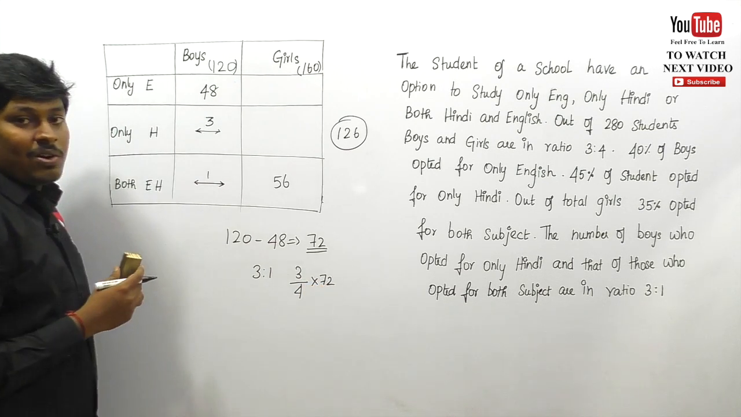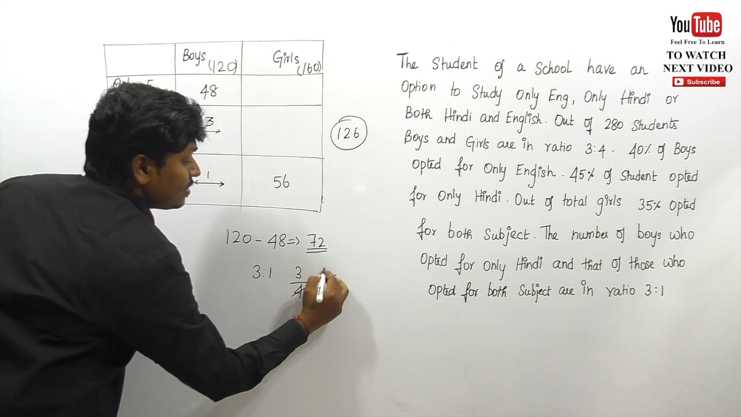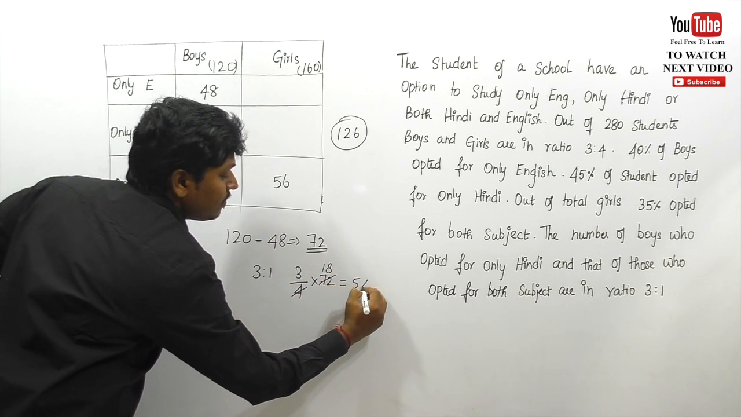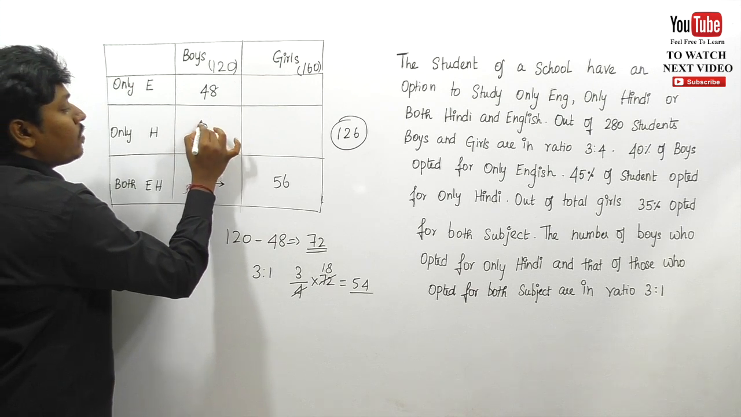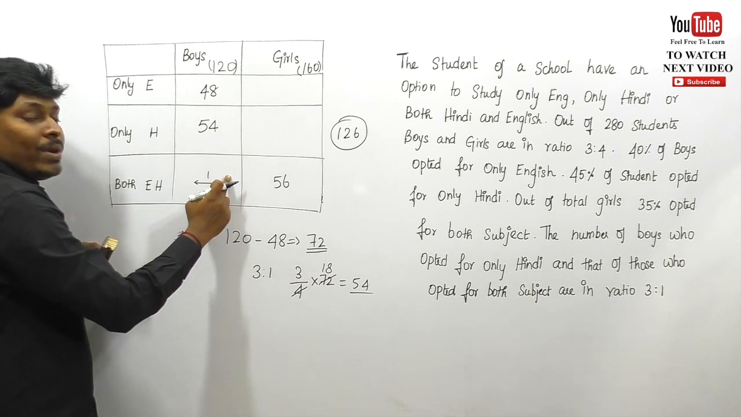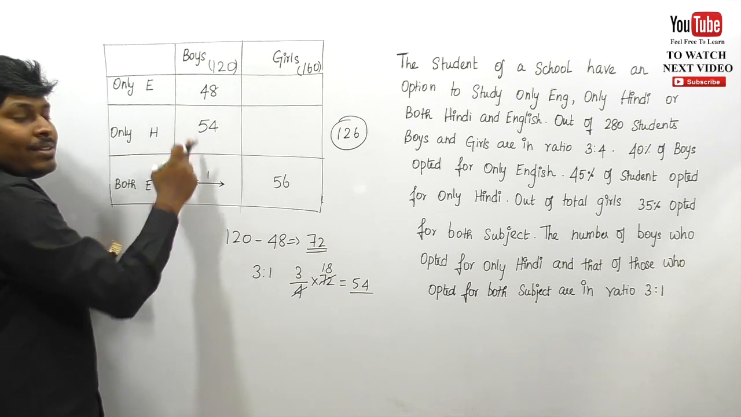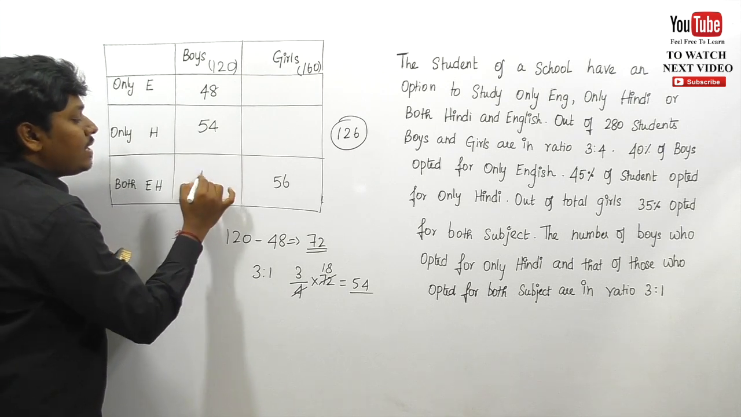So friends, clear on the concept, right? So we cancel this with 18. So 18 into 3 will be 54. So I can say that only Hindi will be 54. We know that it is a 3:1 ratio. If it is 54, then 1 ratio will definitely be 18.